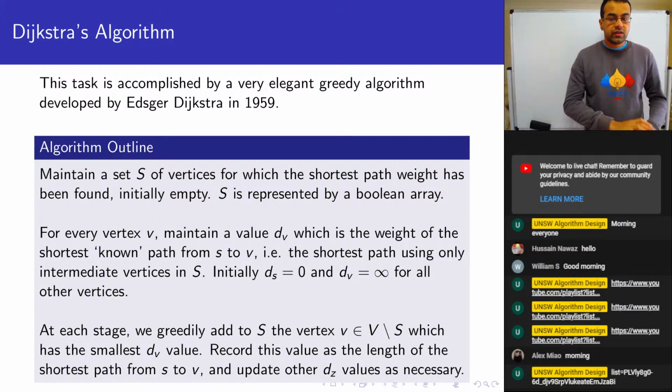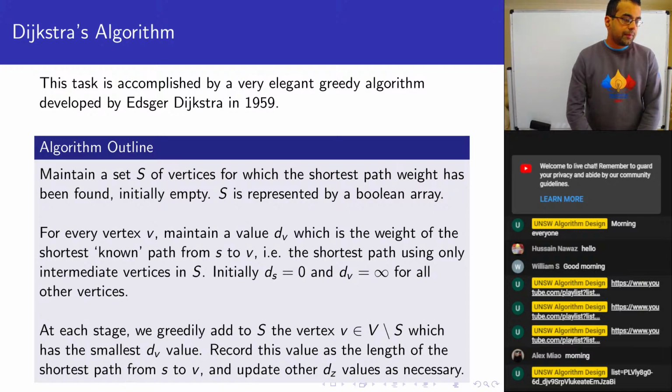This dv value will be the length of the shortest path from S to V, and then once we've added V to S, this may change other d values, because now there is one more vertex that you can go through as an intermediate on your way to other vertices Z, so you may need to update some other dz values. Again, you should all be familiar with this. Dijkstra's algorithm is covered in the prerequisite course 2521 or 9024.